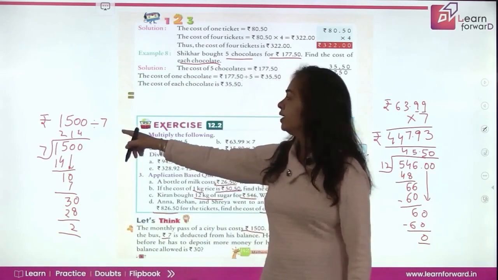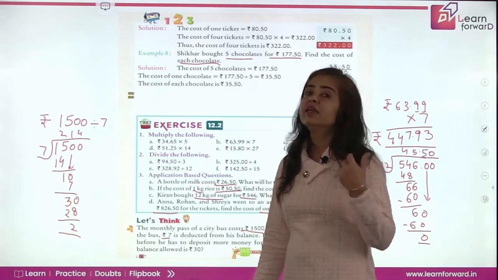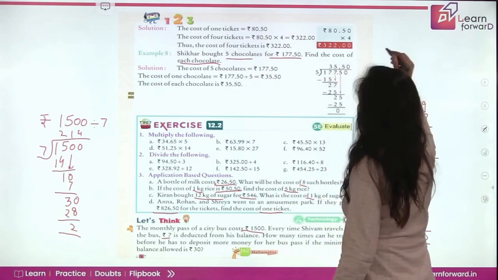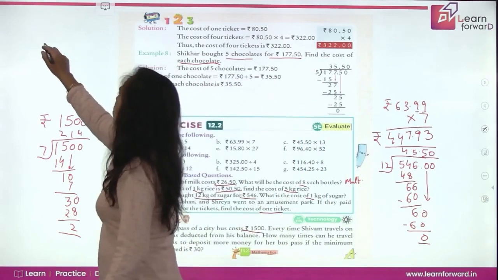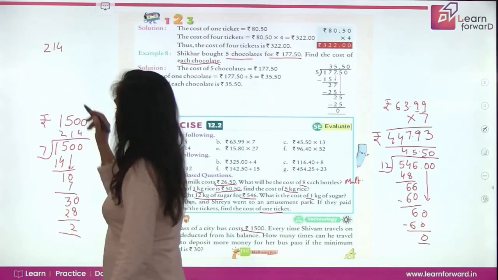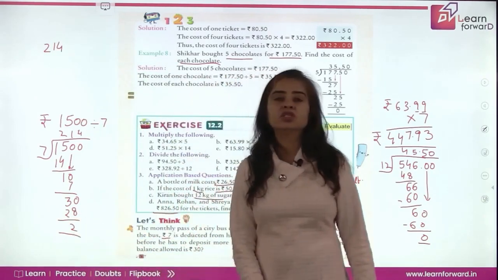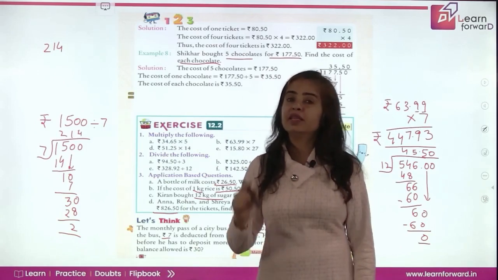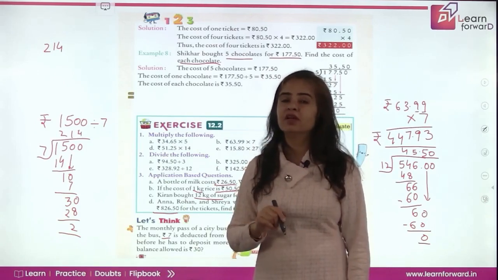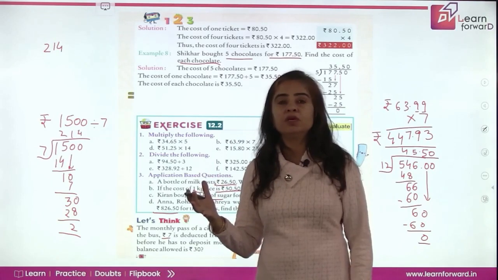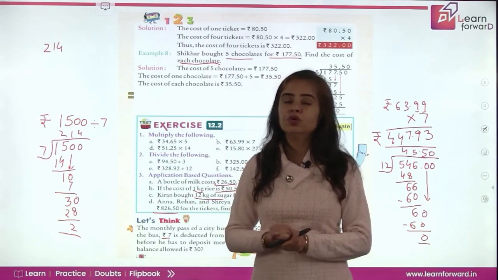That means how many times can he travel? He can travel 214 times, children, right? 214 times if he travels, he has just 2 rupees left. But then what should be the minimum balance left? It should be 30 rupees.